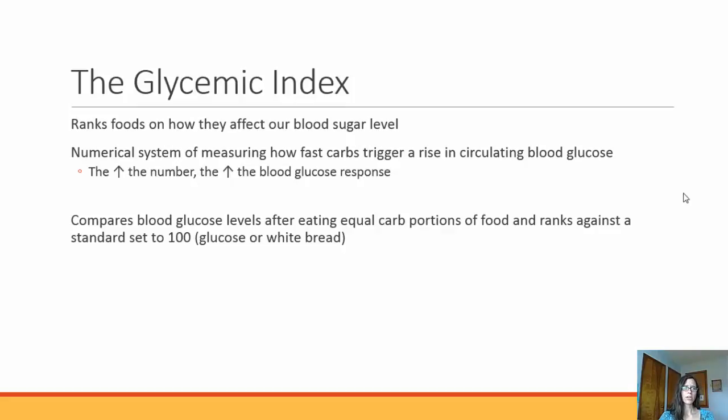So how this number is calculated is that we have a standard, which is usually pure glucose or white bread, 100 grams of it. And then we would measure the blood glucose after giving someone that, and then we would compare the rise in blood glucose to another food and give it a ranking based on that reference.